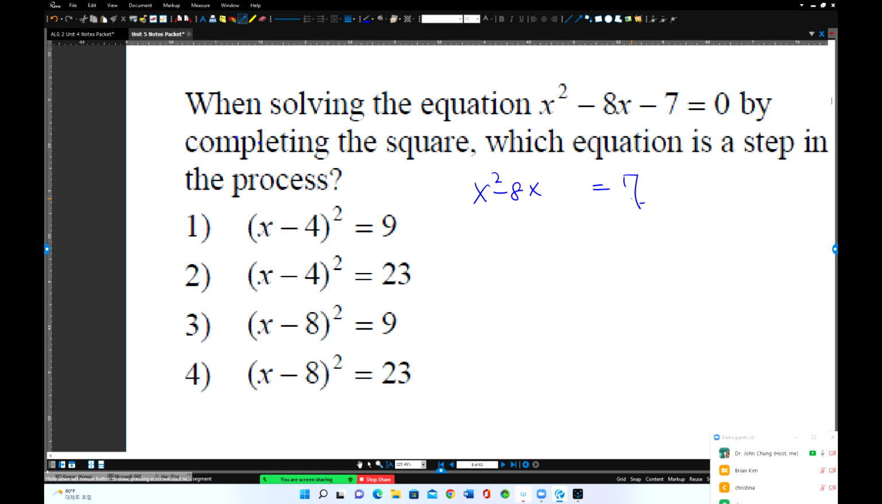Isolate. To make a perfect square trinomial, we need some number over there. Add some number to the right also. Negative 8 divided by 2 is negative 4, and squared is 16. You can add 16. This is what we call a perfect square trinomial, but it is replaced with the square. Half of this number inside, negative 4, squared equals 23. That's it, okay? That's it, complete the square.